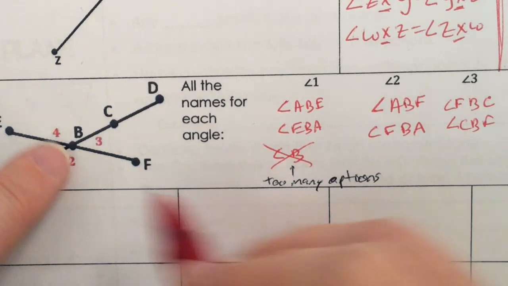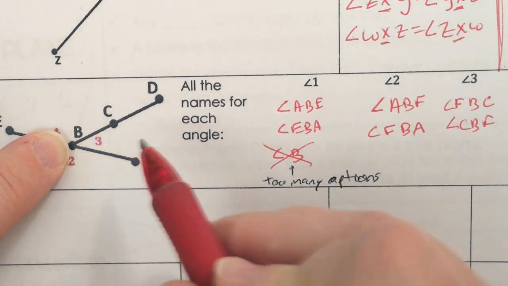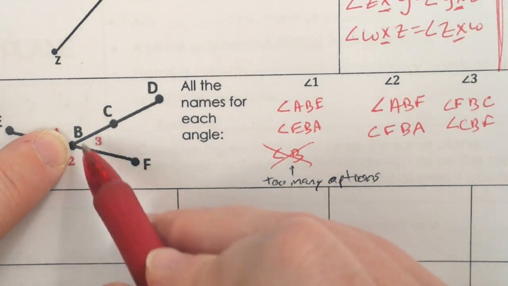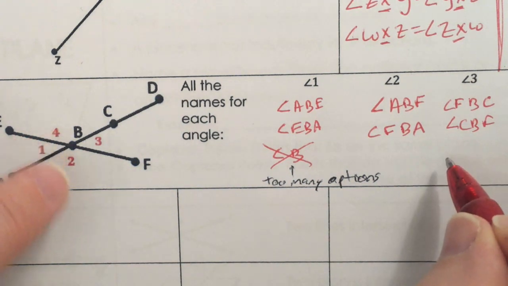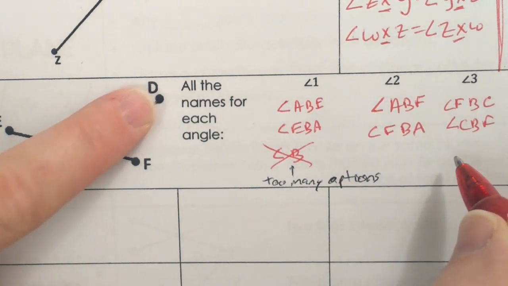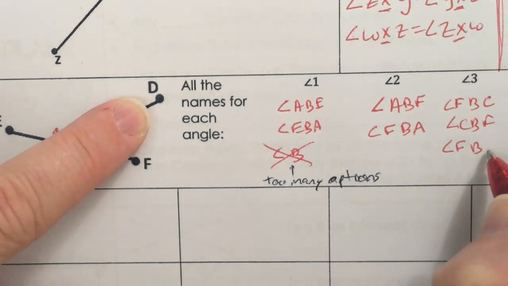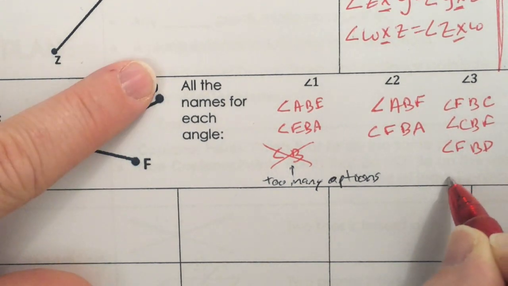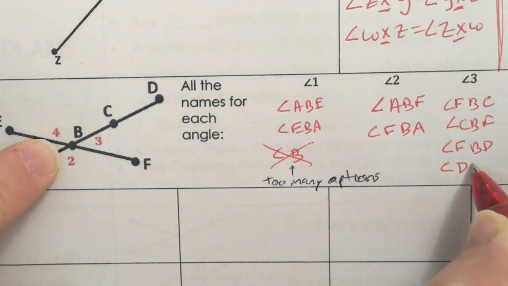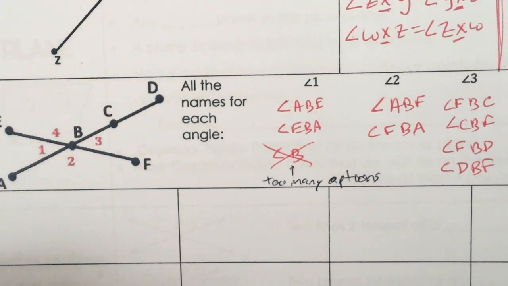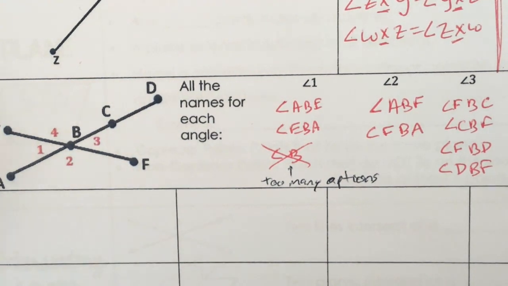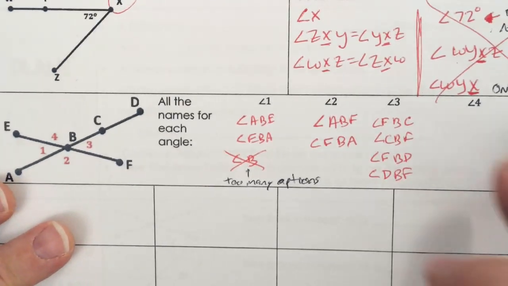And remember, we only need our center letter to be our corner, and we just need the two hands. And there's actually two more. Instead of going to C, we could have gone to D. So we can go FBD, or the reverse version, DBF. All right, so I want you guys to try number 4.